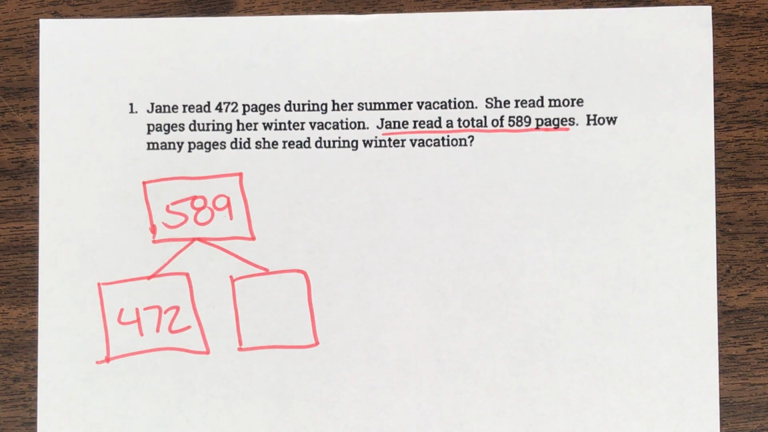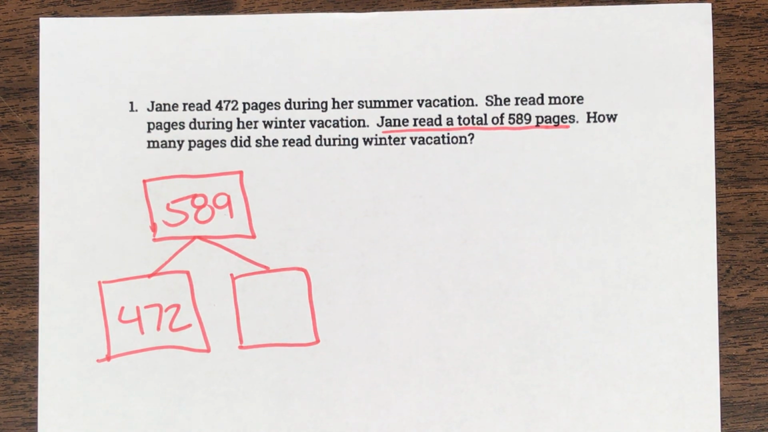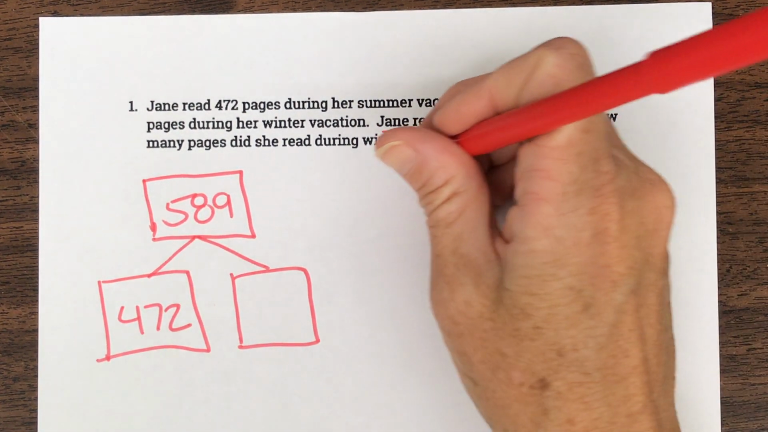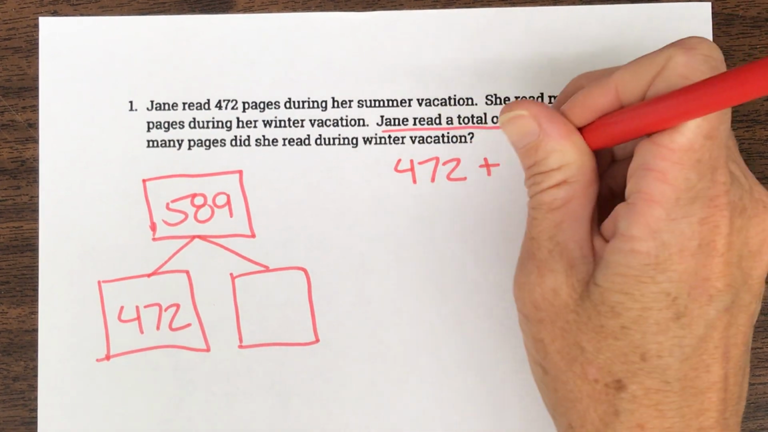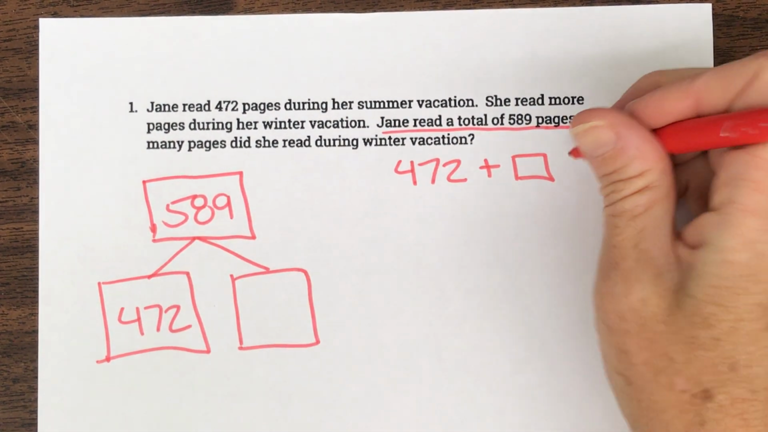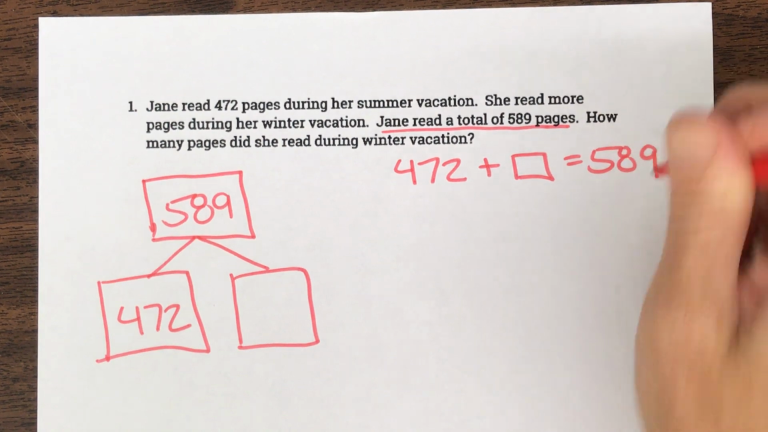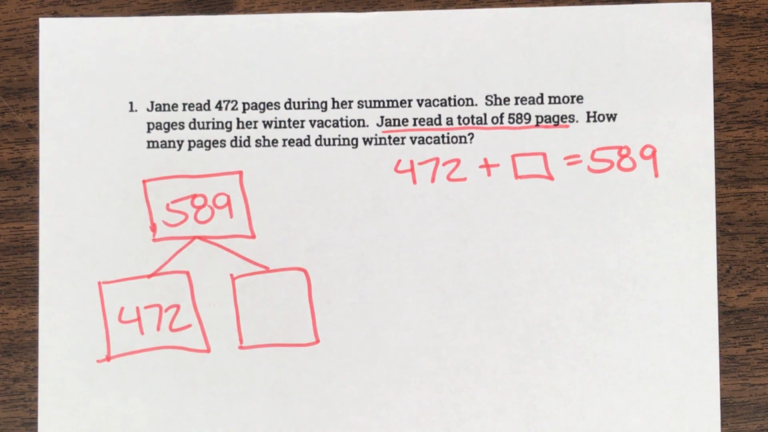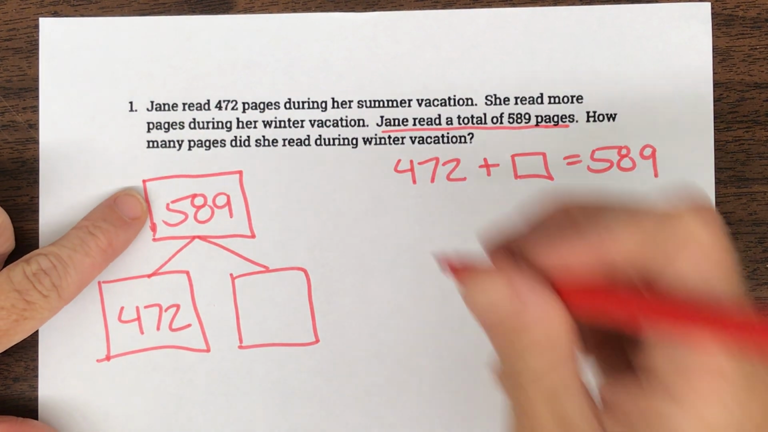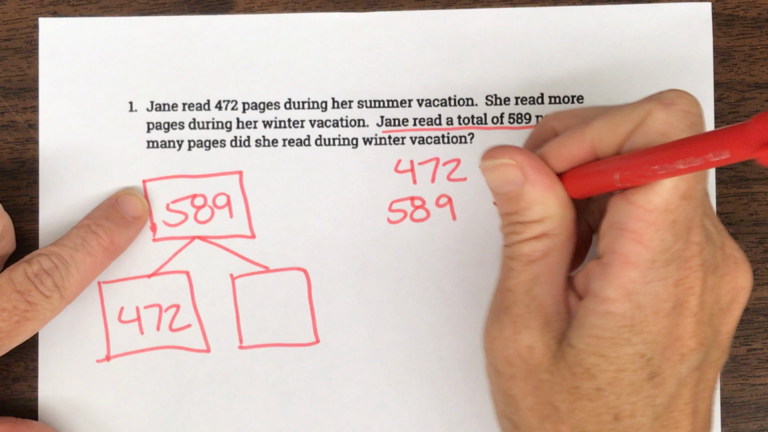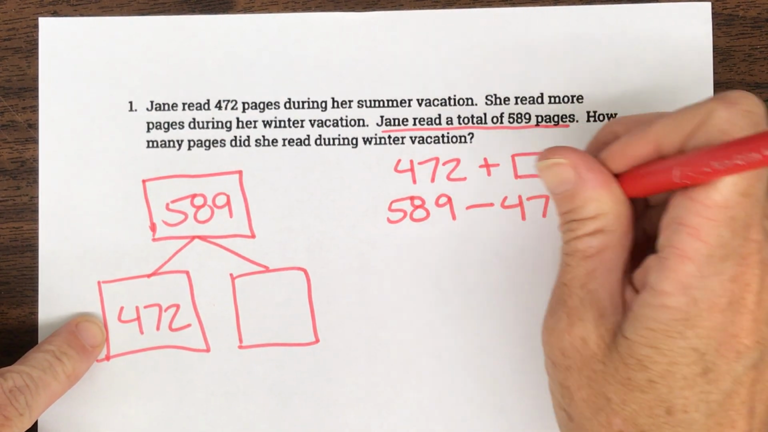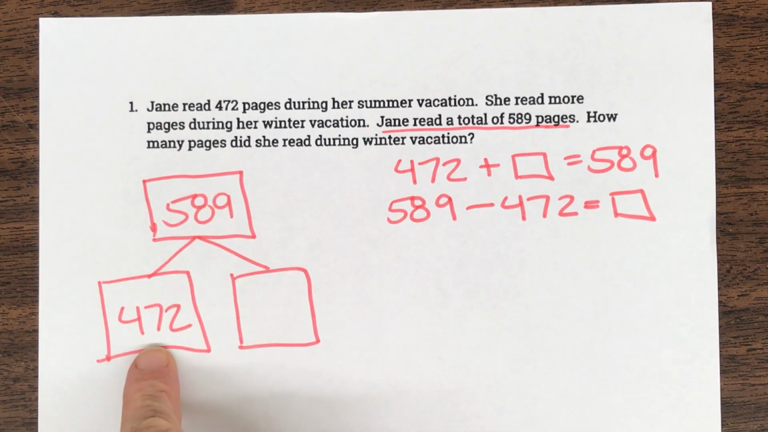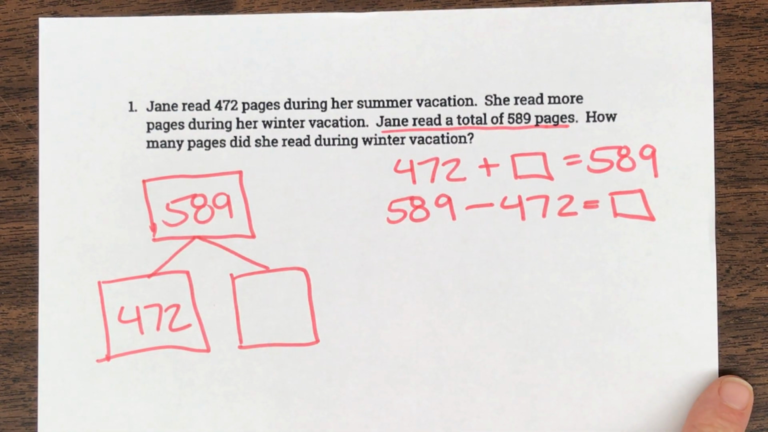Okay, but what do I know about my number bond strategy? I know my two parts have to equal my whole. So I know 472 plus this needs to equal my whole. Okay, but this is hard to solve. So I also know that I could use the inverse. I know my whole minus one of my parts equals my other part. That if I take away one of the parts, I'm going to be left with the other part.